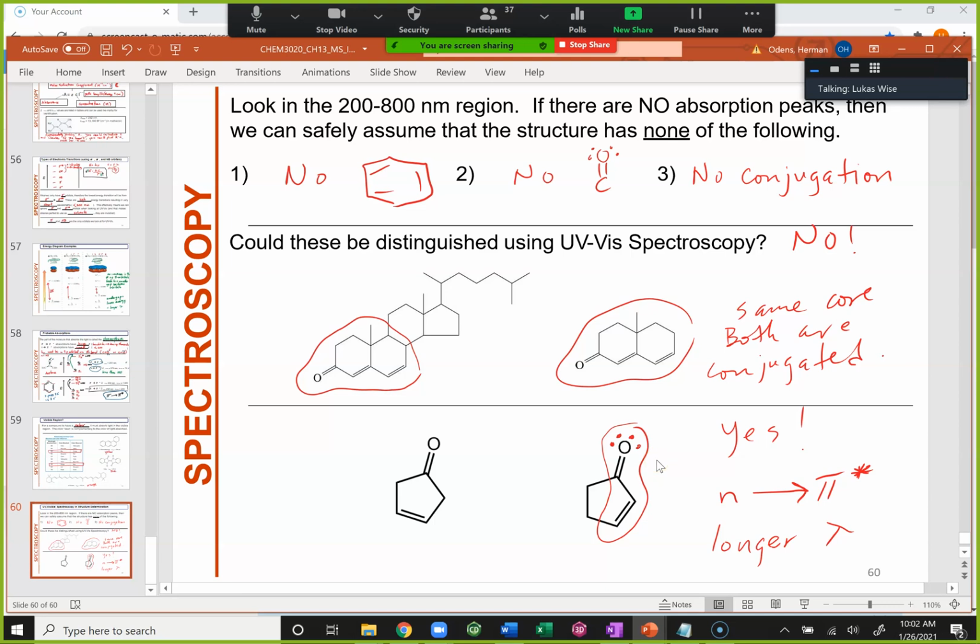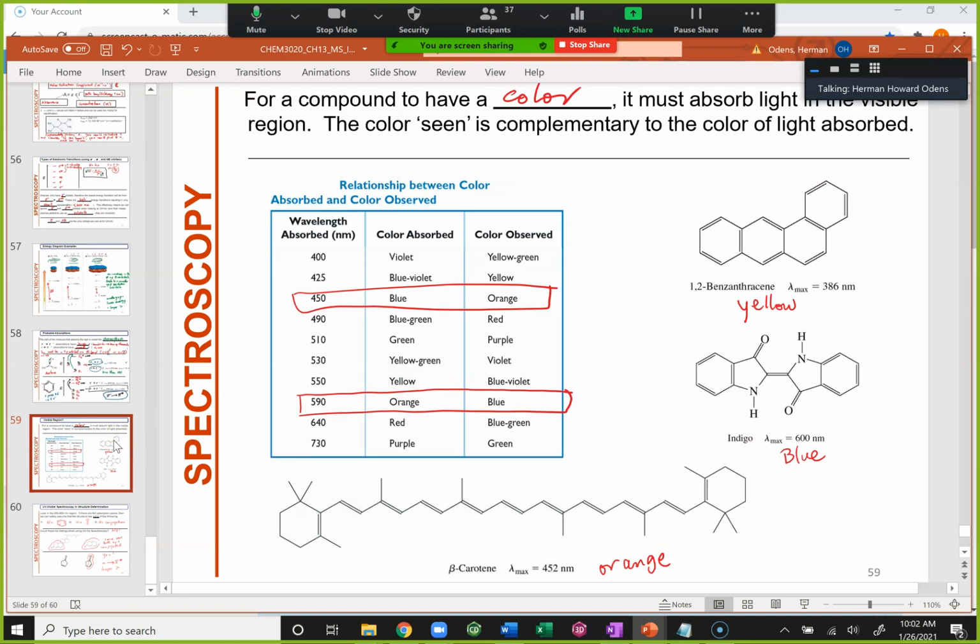Quick question. On slide 59, sir, do we need to memorize that table? No, I will not make you memorize that. Absolutely not. I don't like my students to memorize stuff. I like my students to analyze stuff.